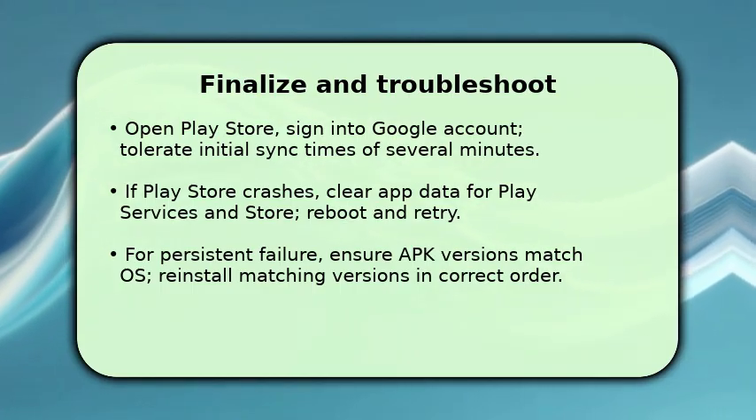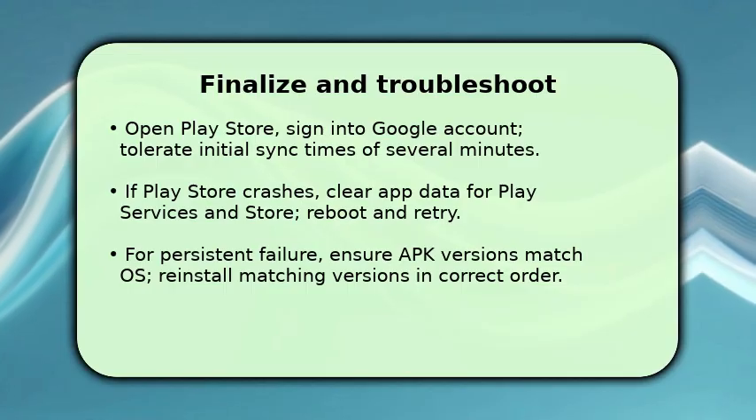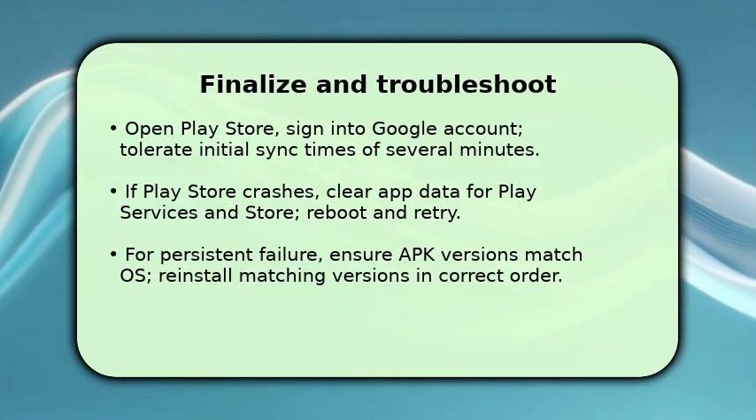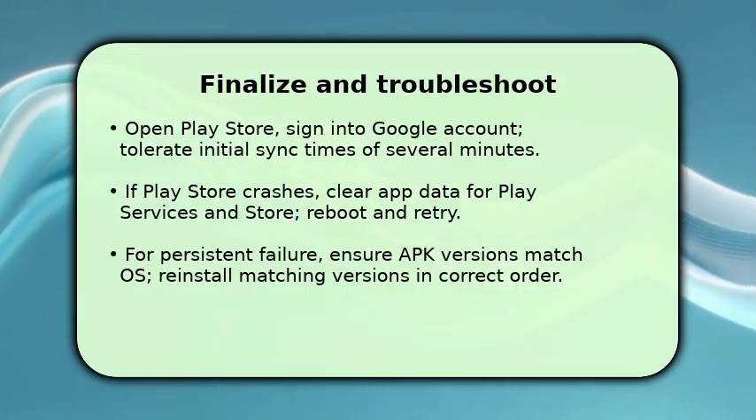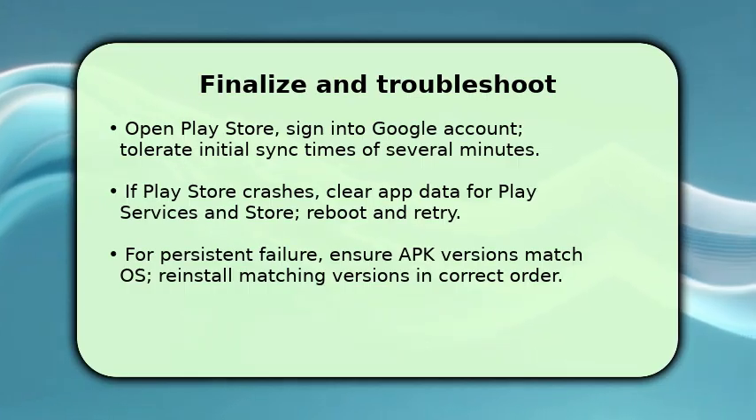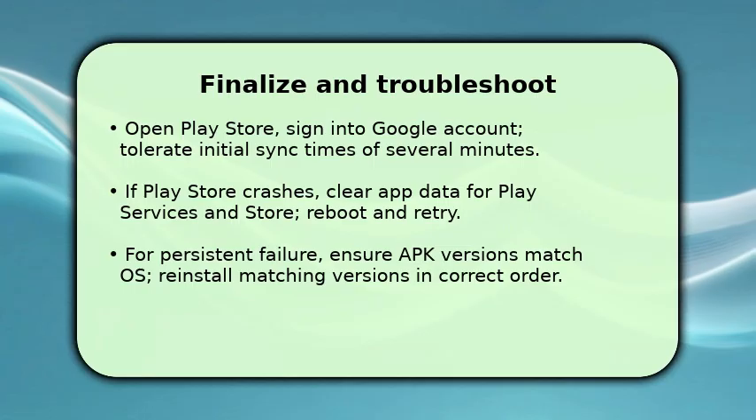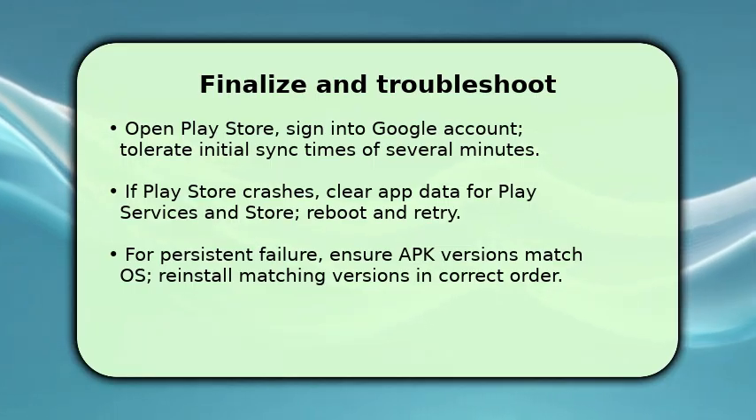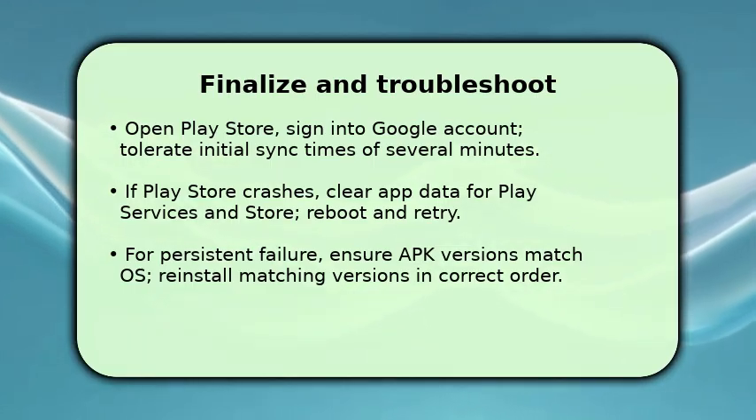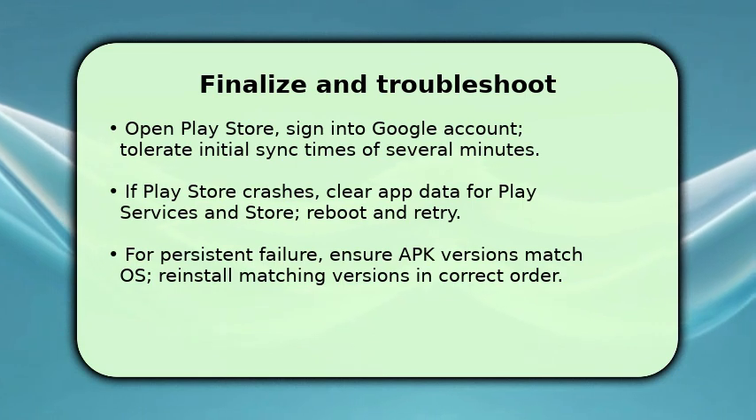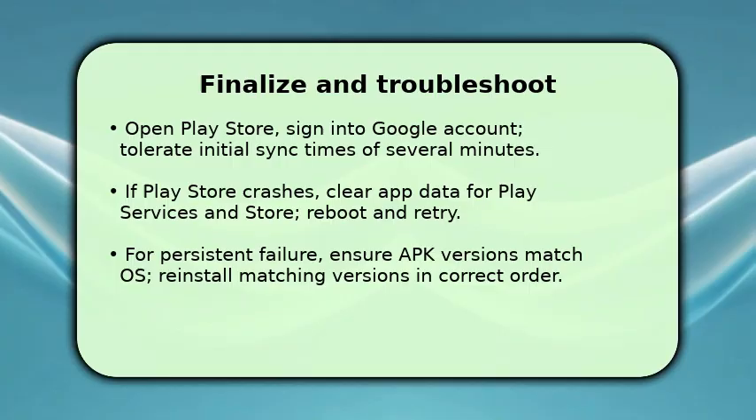If the store forces close or shows errors, go to Settings Apps, clear cache and clear data for Google Play Services and Play Store, then reboot and open again. If problems persist, check that each APK version matches your device OS. Uninstall and reinstall matching versions in the same order. This one key troubleshooting step, version mismatch, is the most common cause of failure.